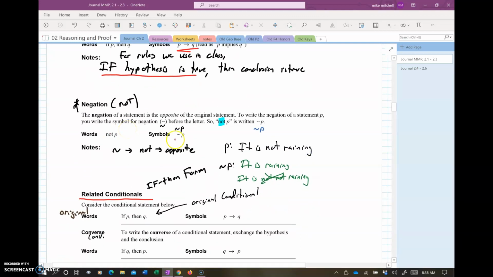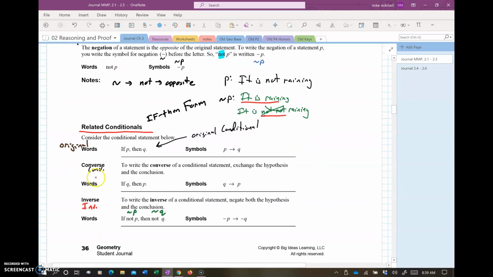Negation, we mentioned that. That's the not. That's this little symbol right there. Not means opposite. Be careful. If it's not raining, P, it's not raining. We got the false in there. Not P, we're not going to write this bottom one, it's not raining. It is raining. We basically take out the not. So you get the double not, cancels it out, it's a positive.